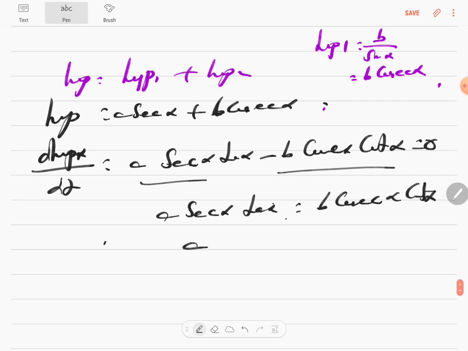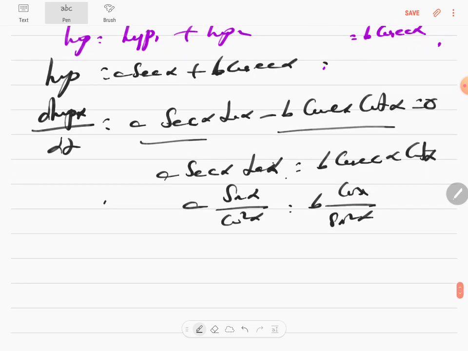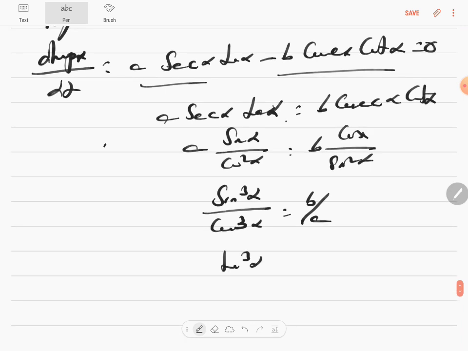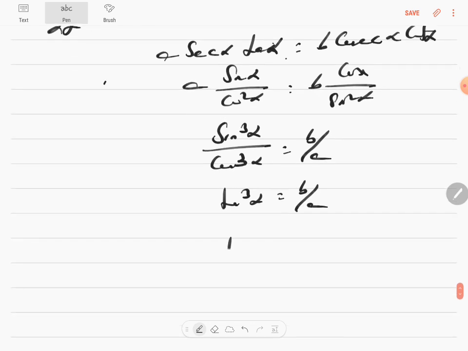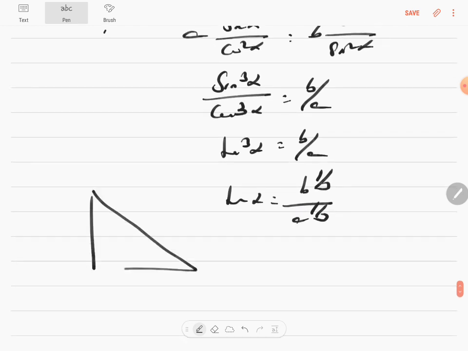So a into this is sin alpha by cos square alpha is equal to b into cos alpha by sin square alpha. You know it, cot as cos by sin and all, correct? So cross multiply, you get a sin cube alpha by cos cube alpha is equal to b by a. A tan cube alpha is equal to b by a. A tan alpha is equal to b to the power 1 by 3 by a to the power 1 by 3. Then draw a triangle. Mark this as alpha. Opposite b to the power 1 by 3.